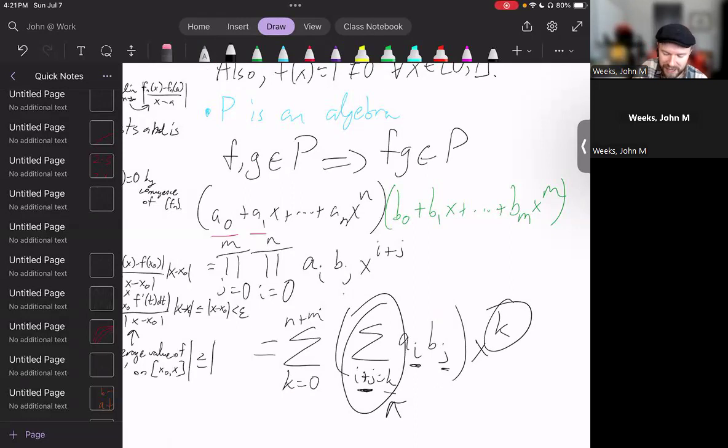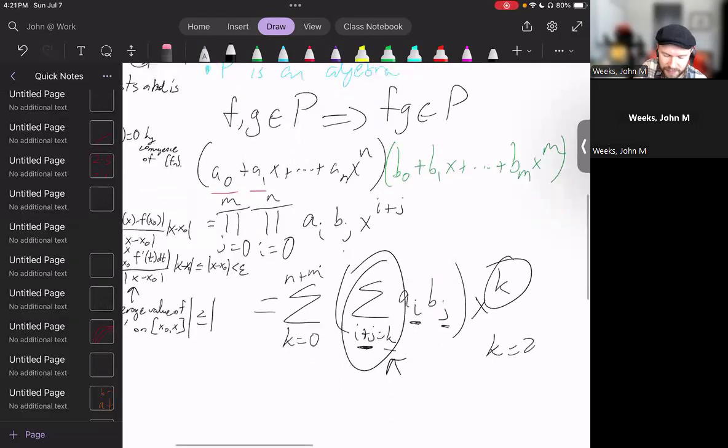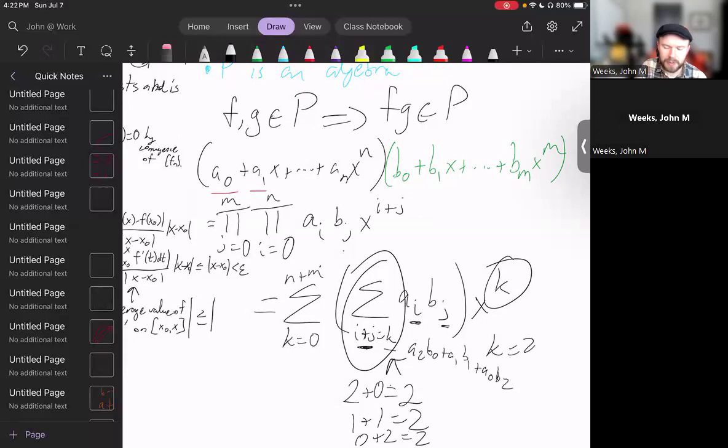So, for example, if k is equal to 2, then this sum is going to pick all possible pairings of i and j that give me 2 for the value of k when they add together. So, for example, this is going to be the sum a sub 2 b sub 0 plus a sub 1 b sub 1 plus a sub 0 b sub 2. Think of it as combining together all of the like terms, all of the constants that have x squared in them. They're all getting combined in this series.